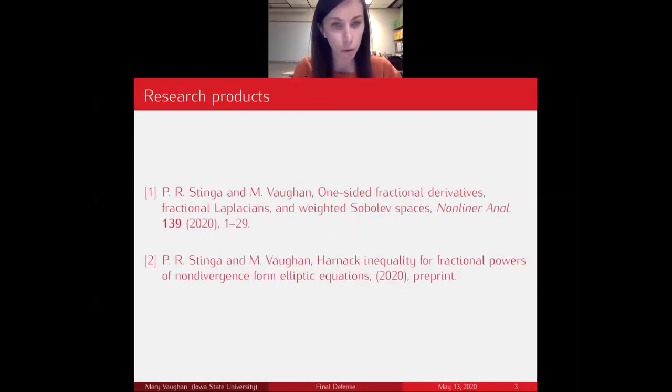The research products of this dissertation are these 2 papers. The first one was published this year in Nonlinear Analysis, and that's the work from chapter 2. The work from chapter 3 is currently a preprint, but will be submitted soon.